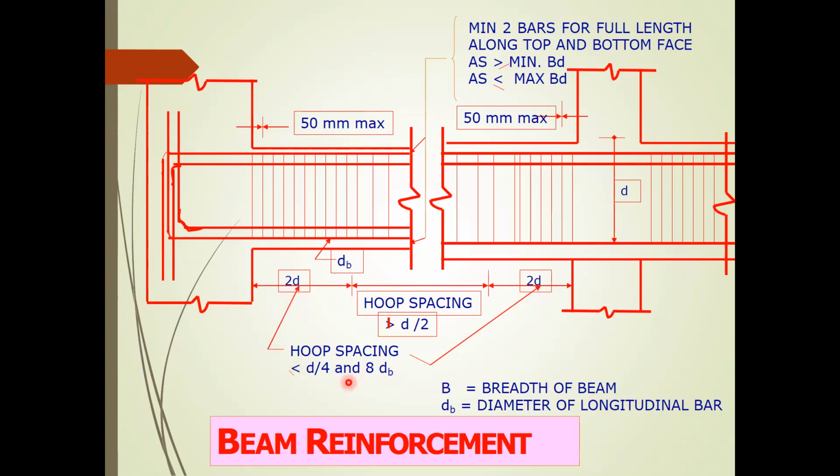Development divided by 4 and 8D by B is the thing here. B is equal to the breadth of the beam. DB is equal to the diameter of the rectangular beam. Okay. Here I try to show you how these things have been worked out.